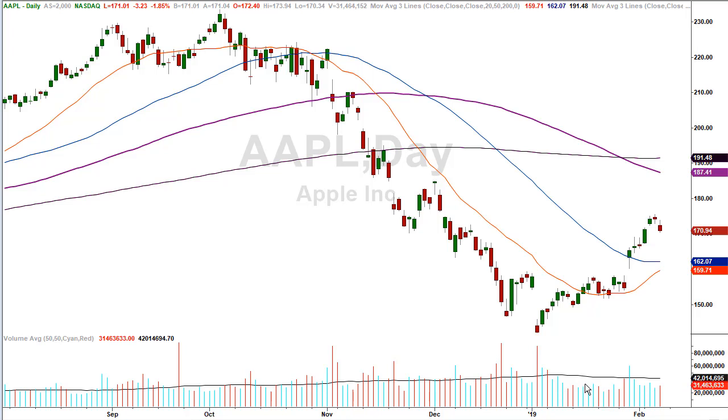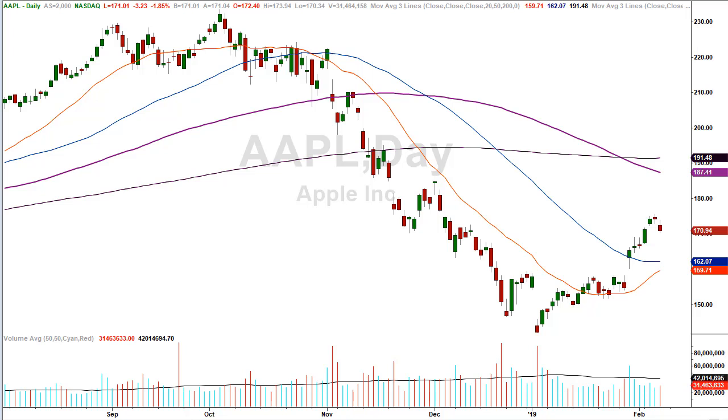Just for learning purposes, what happens if that did happen? Doesn't have to be Apple. I'm not suggesting that's going to happen to Apple. Look at this chart. Forget that it's Apple. Just say it's a chart. What happens if a chart like this, 170.94 on close today, opens down at 162, right at the 50-period moving average? What would you be looking at as a day trader most likely?